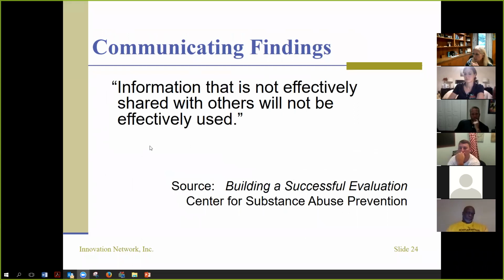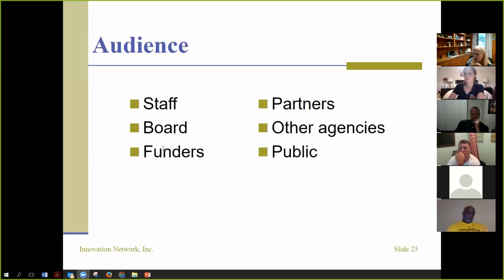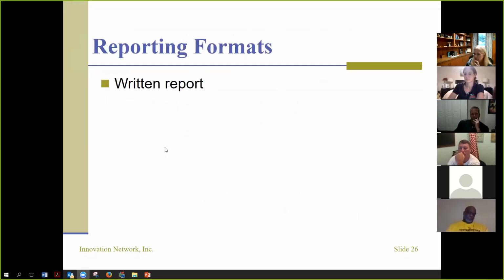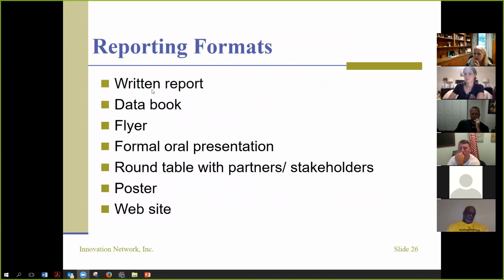Okay. And we've talked about sharing, know your audience, how you might report it. It can be a written report. You might put together a data book. It could be a flyer, a formal oral presentation, etc.